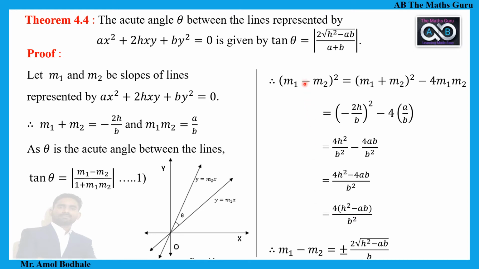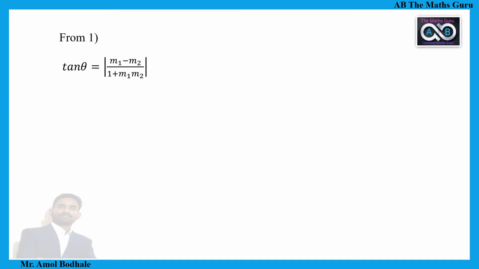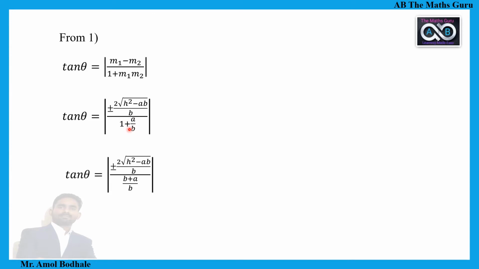If we take the square root on both sides, we get m1 minus m2 equal to plus or minus 2 square root of h square minus ab upon b. Now we will put this value of m1 minus m2 in the formula. From 1, tan theta equal to m1 minus m2 upon 1 plus m1 m2. We put the value of m1 minus m2 here. If we solve the denominator by taking the cross product, we get plus or minus 2 square root of h square minus ab upon b, upon a plus b upon b. Here b will be cancelled. So we get tan theta equal to modulus of 2 square root of h square minus ab upon a plus b.